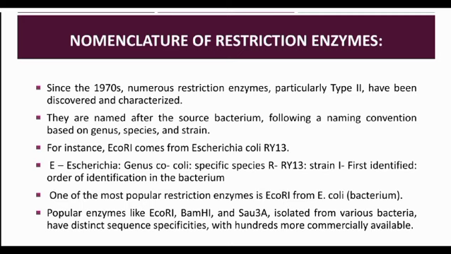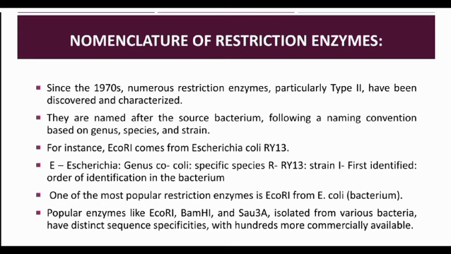Next is the nomenclature of restriction enzymes. Since the 1970s, many restriction enzymes have been discovered and characterized, and they are named after the source bacterium, following genus, species, and strain. For example, EcoR1 comes from Escherichia coli RY13. E comes from Escherichia, the genus of the bacteria from which the enzyme was isolated. Co corresponds to coli, the specific species of the bacteria. R corresponds to RY13, the specific strain of the bacteria, and 1 is the order of identification in the bacteria.